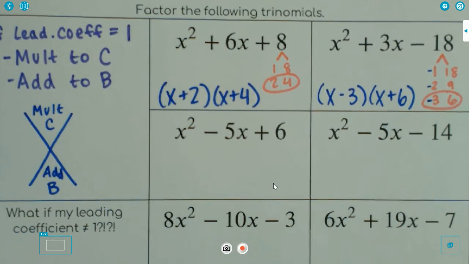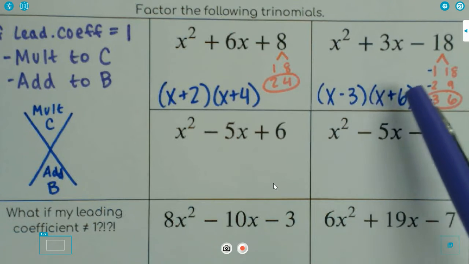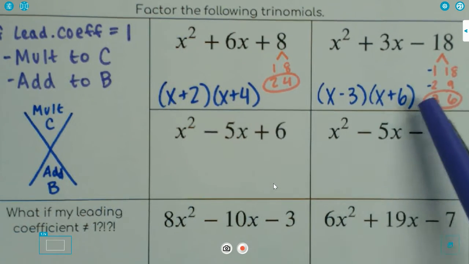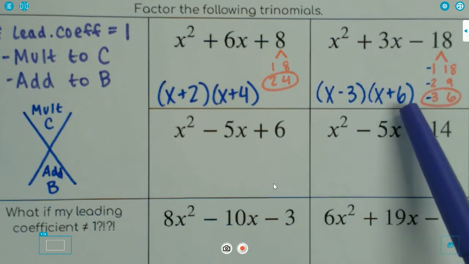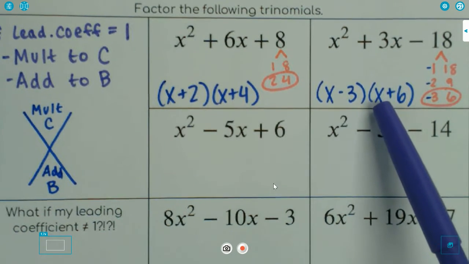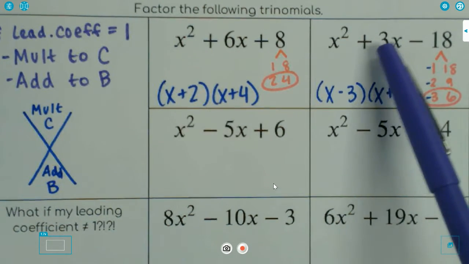So if I wanted to check this, I would do x times x is x squared, and then I usually do the last one first, actually. I do negative 3 times 6 is negative 18, and then to do the middle term, I do x times 6, that's 6x, negative 3 times x is negative 3x, and double check, okay, yeah, 6x minus 3x will be positive 3x.